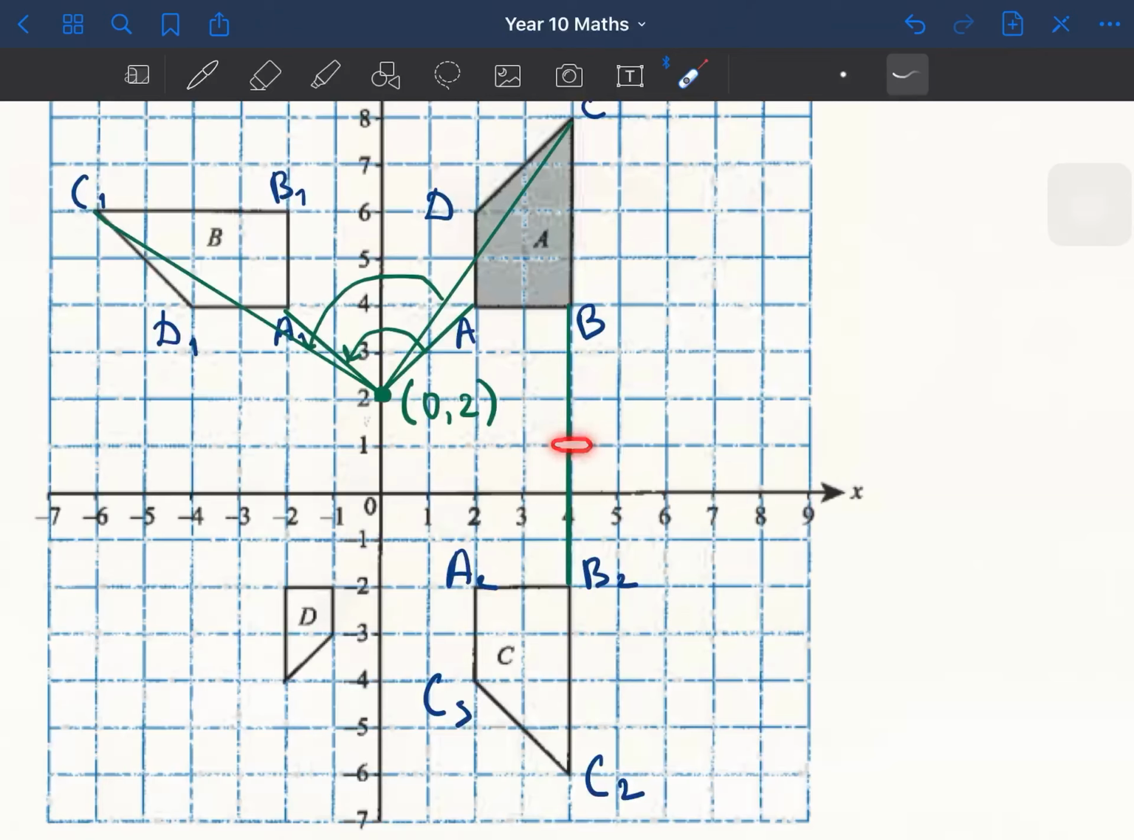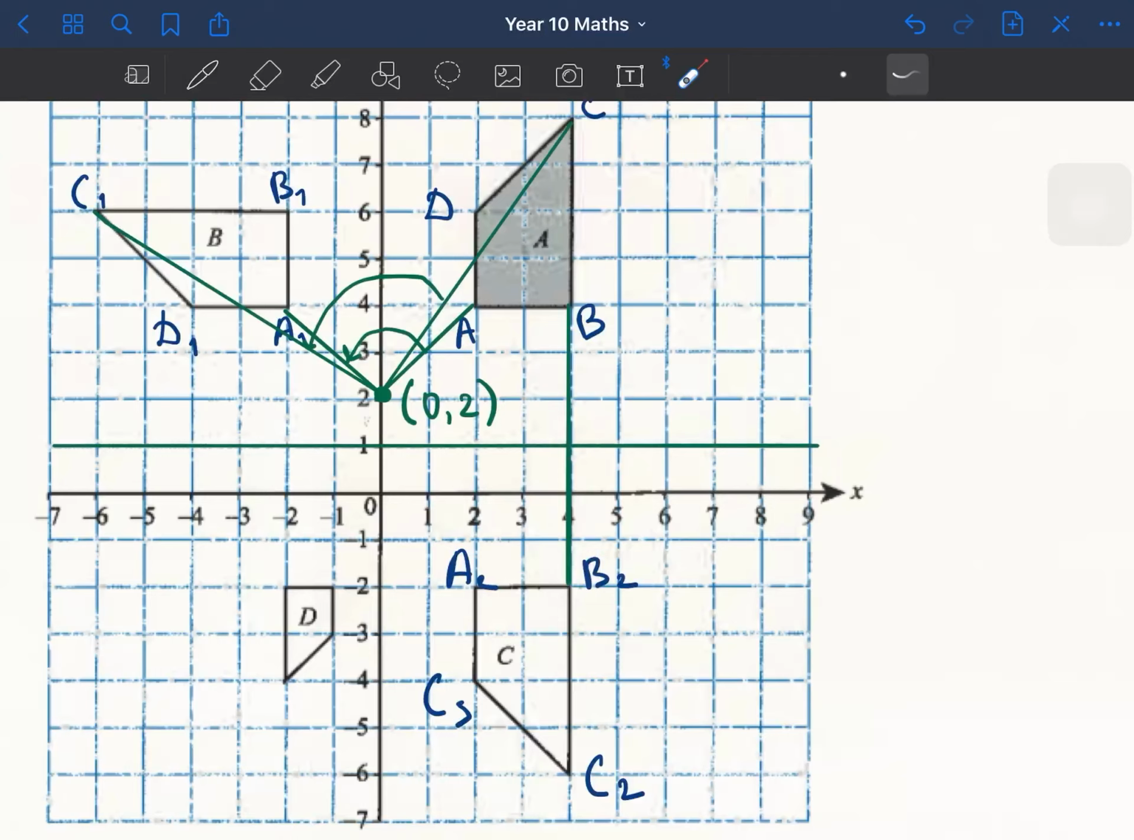All right. So basically we can just draw a perpendicular bisector of the distance between B and B2. So it's going to be here. This is exactly the half. You see why it's half? We have 1, 2, 3 steps on this side, and 1, 2, 3 steps on this side.